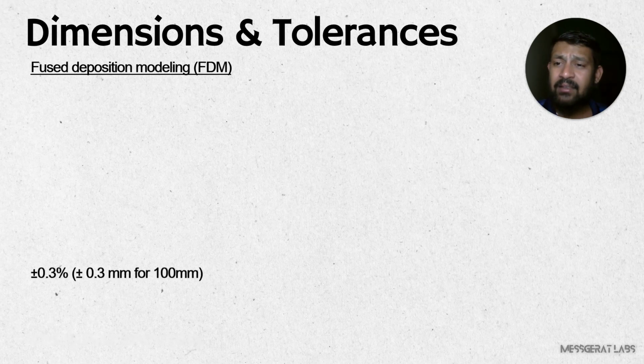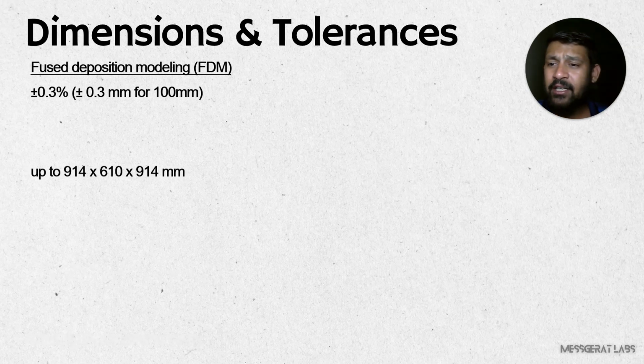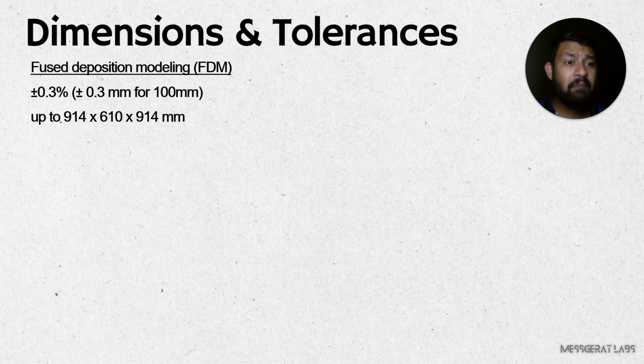Similar tolerances are there for FDM. It is very much similar to SLS. The parts that you can print are much bigger in FDM technology. It goes up to 914 into 610 into 914. So this is quite a large part.